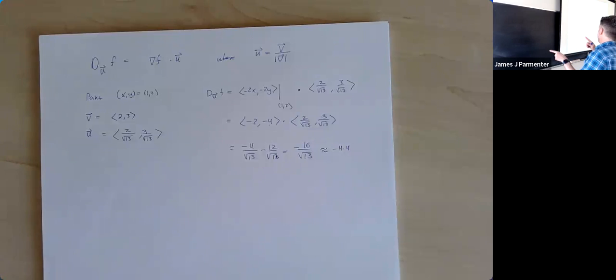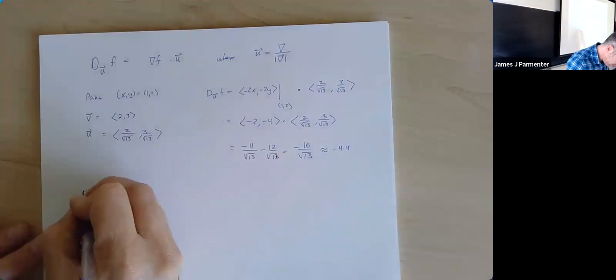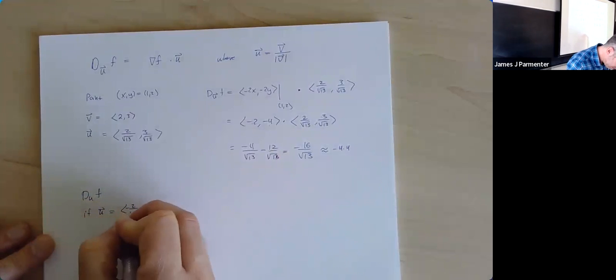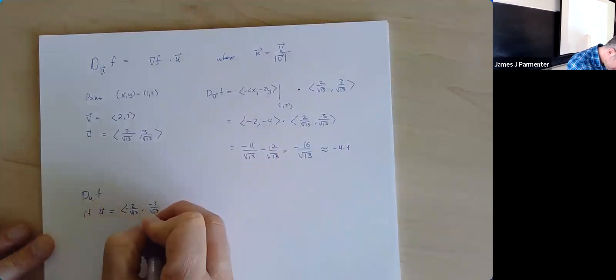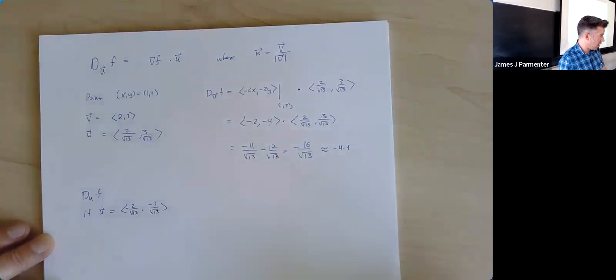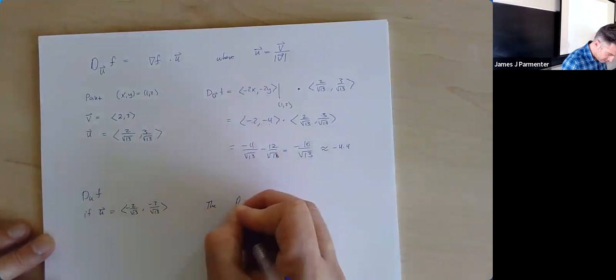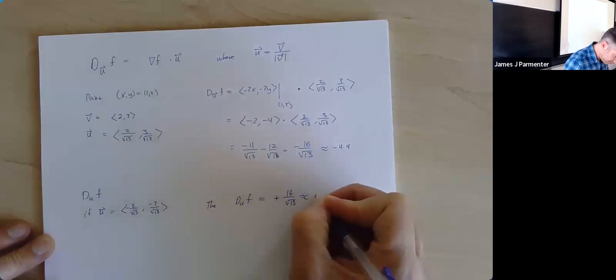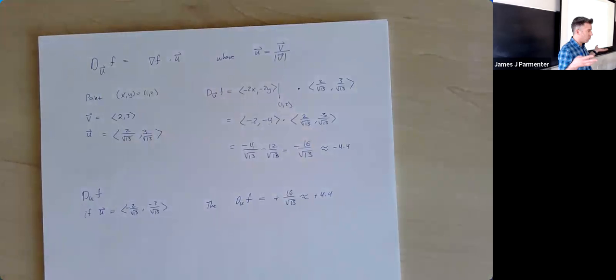And if you turned around and went the other way, the derivative would be the opposite sign. If I said, okay, real quickly, what's the directional derivative if u is the opposite direction? Well, then you're really just going to get the literal opposite value. That's going to be positive 16 over root 13, which is approximately positive 4.4, which makes total sense if you think about actually walking on a hill, right? If you're walking downward and you turn around, the steepness is going to be the exact opposite, just the positive value instead of the negative value, or vice versa.